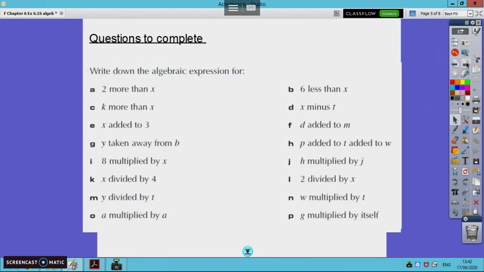Okay, these are the questions here up to p. So what I'd like you to do is write down the sentence and then write the algebraic expression next to it. Now don't get confused and do them the wrong way around. Make sure you've got the letters the right way around. There are answers for this on the PDF that I'm going to upload, so don't worry.